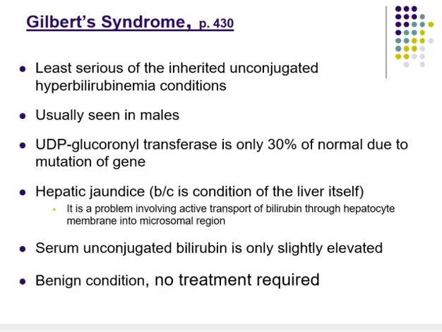In Gilbert syndrome, serum unconjugated bilirubin is only slightly elevated. This is usually a benign condition and no treatment is required.